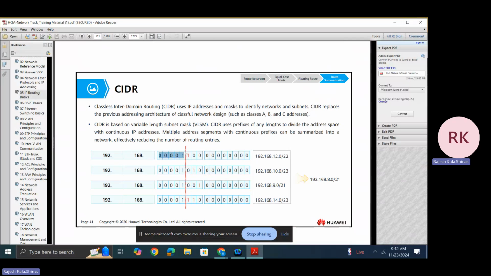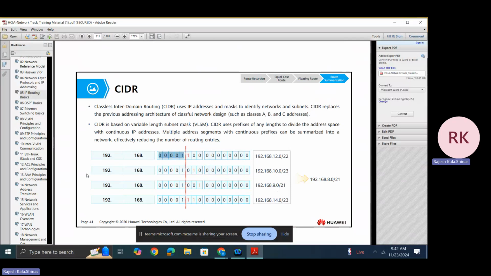So this is 12, 8 plus 4 is 12. This is 10, 8 plus 2 is 10. This is 9. All these networks of different subnets I am now going to combine and summarize into one particular network, so that routing will be easy. You don't want to route to different networks; one summarized route is enough.